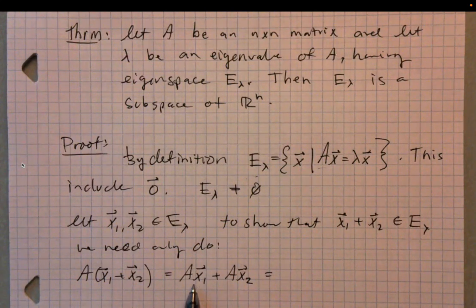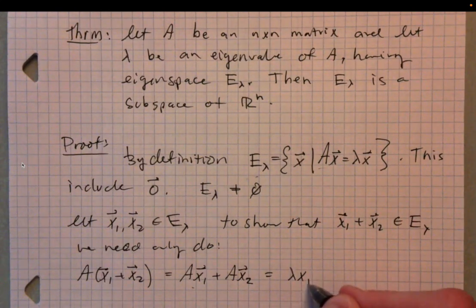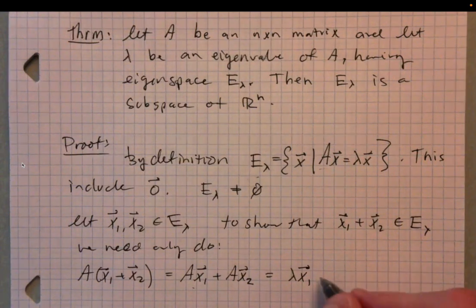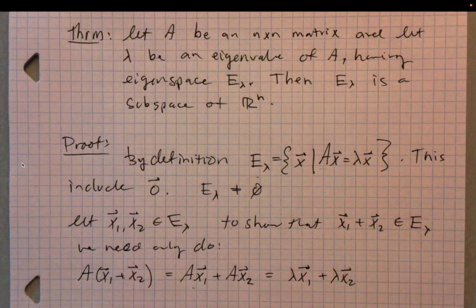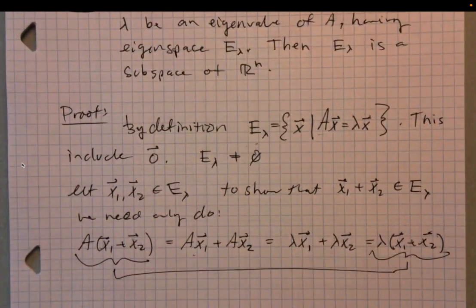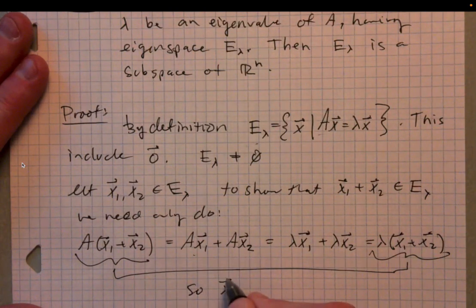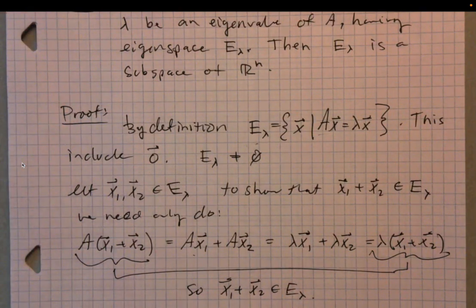Since x1 is in the eigenspace and x2 is in the eigenspace by assumption, that means A x1 is equal to lambda x1 and A x2 is equal to lambda x2. And then of course you can see that that gets us this. And so this right here tells us that x1 plus x2 is in the eigenspace. Okay, so we know that's true.